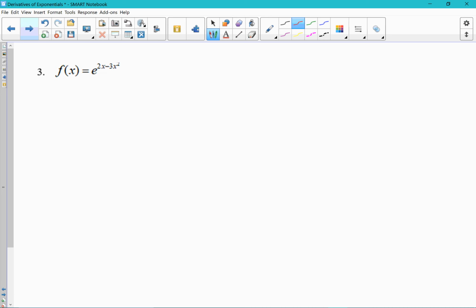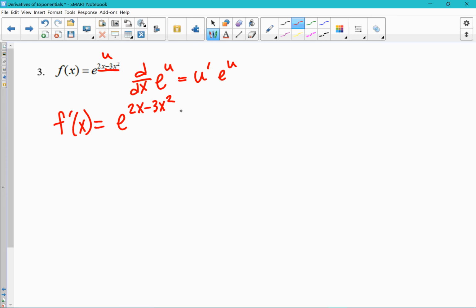Okay. How about this one? Think of it again as e to the u. This part is your u. So the derivative with respect to x of e to the u would be e to the u, which is itself, times u prime, the derivative of the inside. So f prime of x, everything stays the same, and then, of course, multiply by the derivative of this. Make sure you use parentheses.